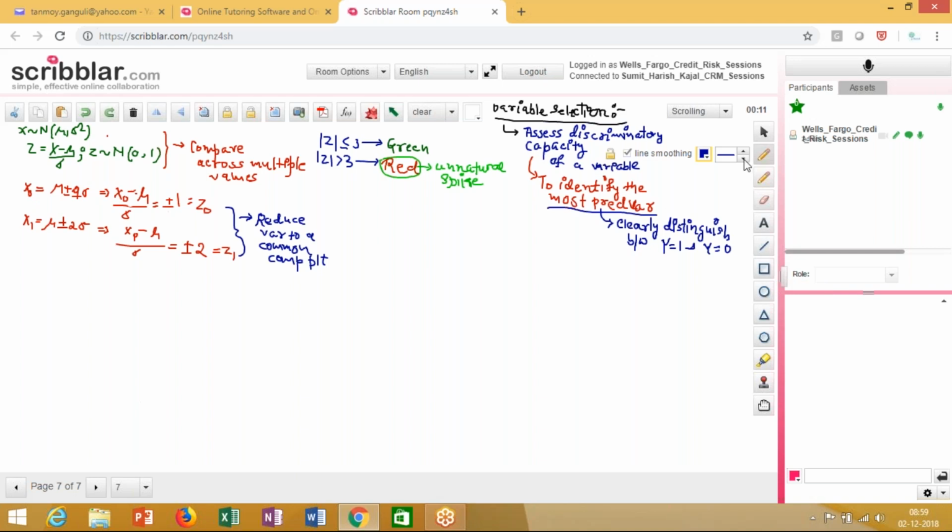Let us use an example to describe this. Let's say that y equals 1 if defaulter, or if bad, and y is equal to 0 otherwise.